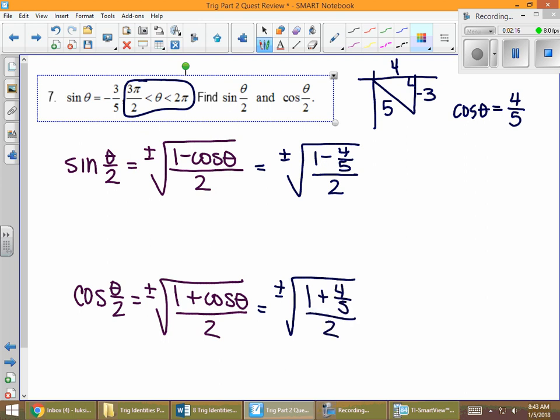I'm going to be a little efficient here with this next step. So for both of these, you can use your calculator, although we're not going to put that radical in our calculator because we want the exact value. What I am going to put in my calculator is just what is under the radical. So 1 minus 4/5 over 2 and 1 plus 4/5 over 2.